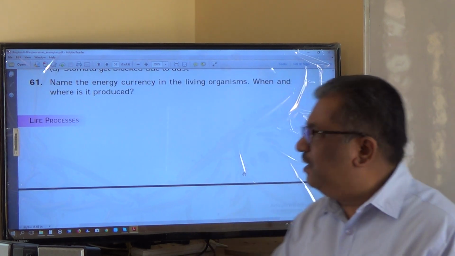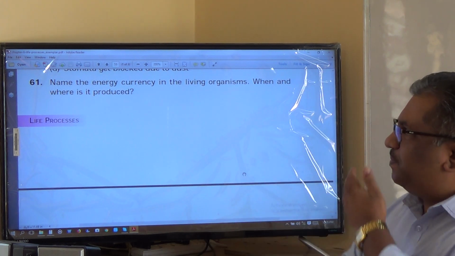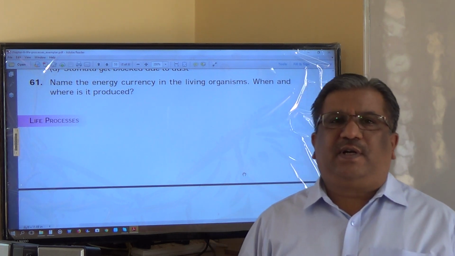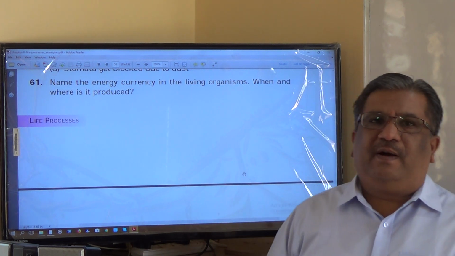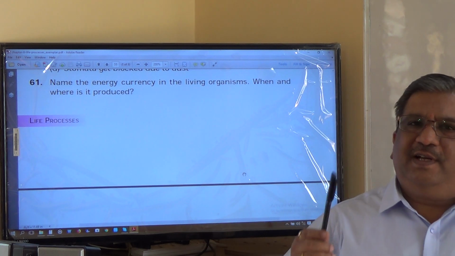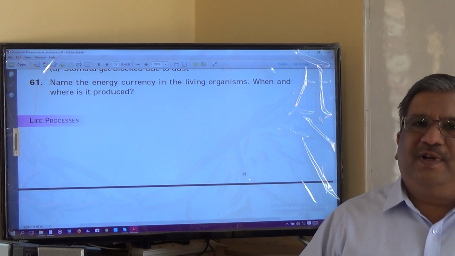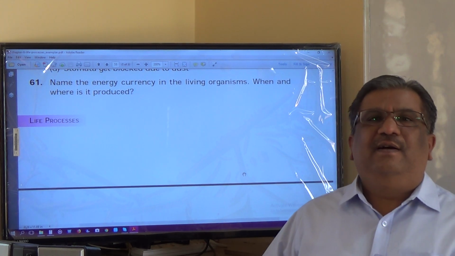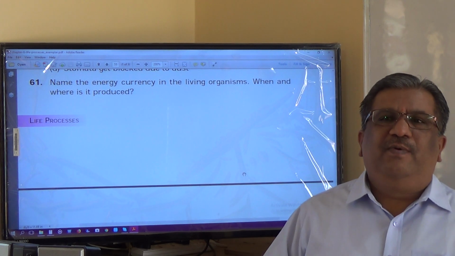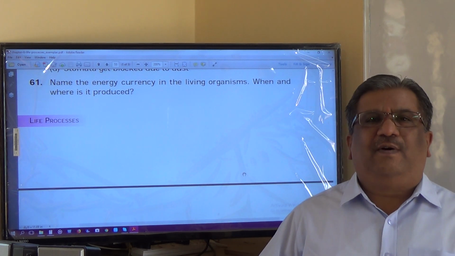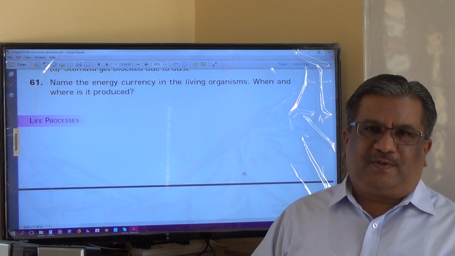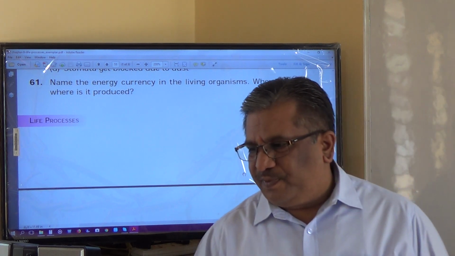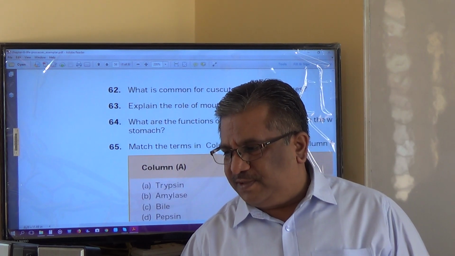Name the energy currency in the living organisms, when and where it is produced. The energy currency in the living organisms is ATP, adenosine triphosphate, which is produced in mitochondria during respiration process. Also, interestingly, ATP is produced during photosynthesis in daytime in plants, isn't it? ATP and NADPH are the resultant molecules, the products of photosynthesis process, which is a result of light reaction. So, in plants also ATP is produced during photosynthesis.